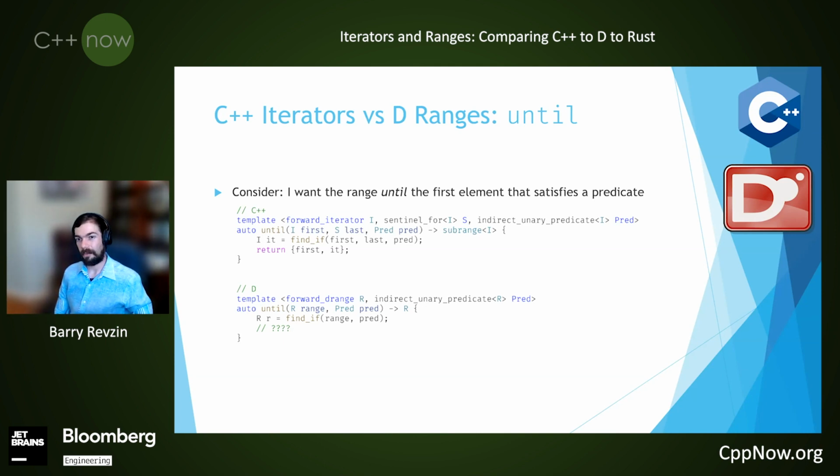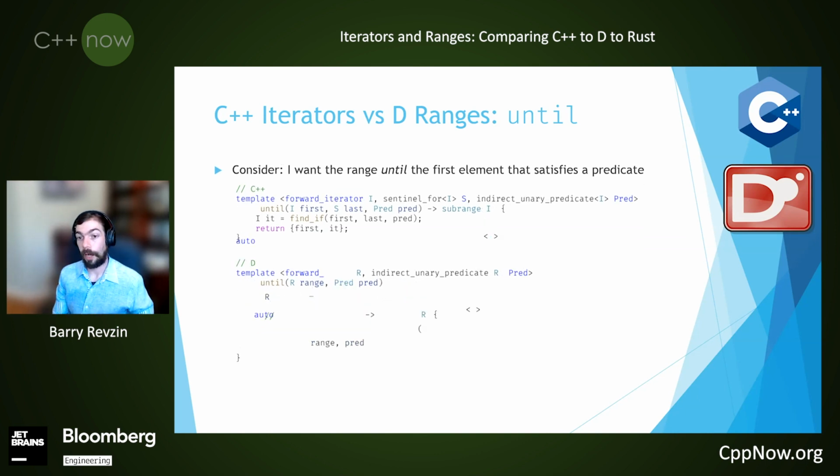But in D, that's not really the case. So if I do findIf in D, okay, I get the range starting from that element, but what do I do with it at that point? I can't just invert it. There's no clear way for me to get the elements before that. I can't back up R. There's no way to do that. I can't recover elements. So I'm just stuck.